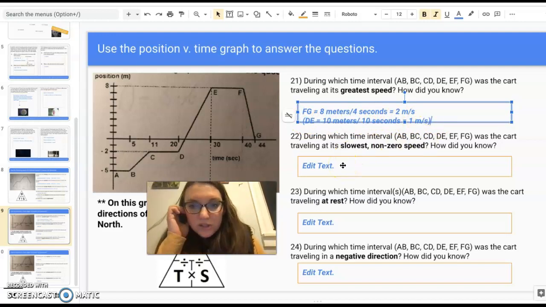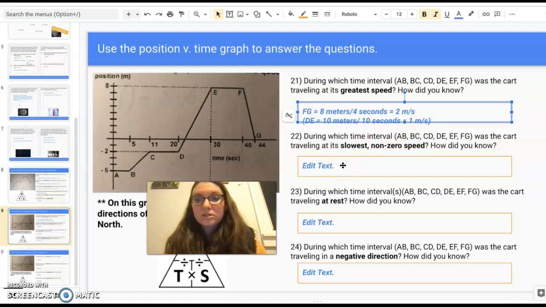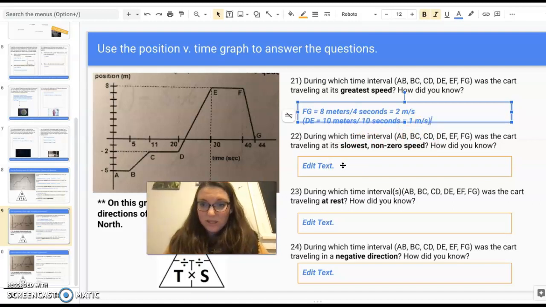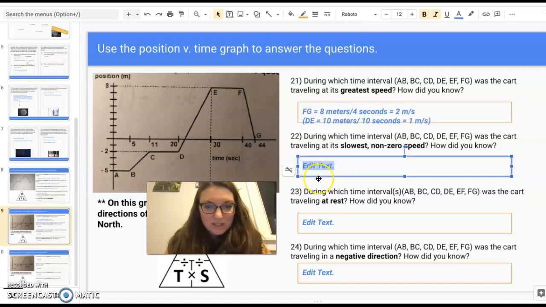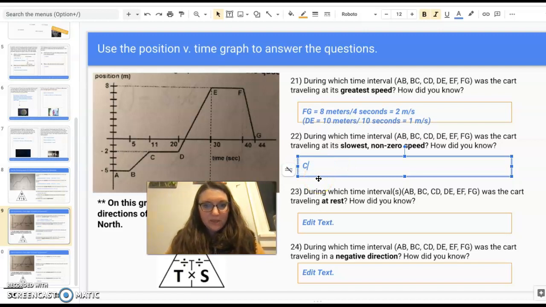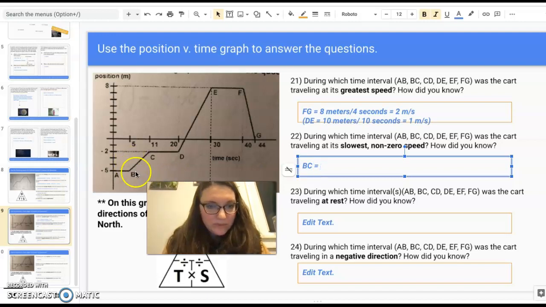Okay, during which time interval was the cart traveling at its slowest but non-zero speed? How did we know? So a zero speed would be where these lines are flat. So not there, and not there. But of the places where this person was moving, they were moving the slowest between B and C, because that has the shallowest, or like the not steepest slope. So B, C. And we'll do some math about it just to prove it.